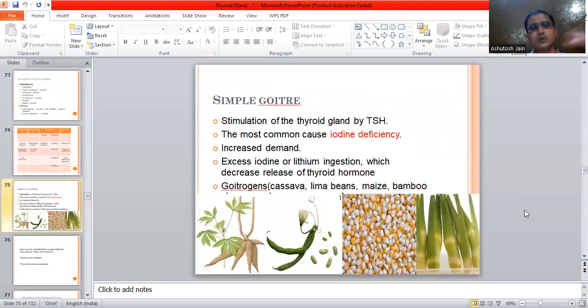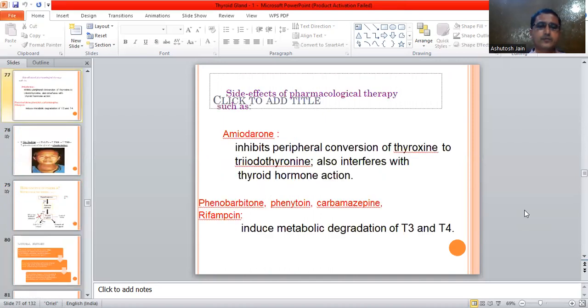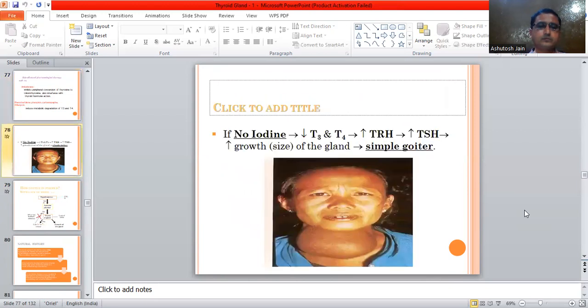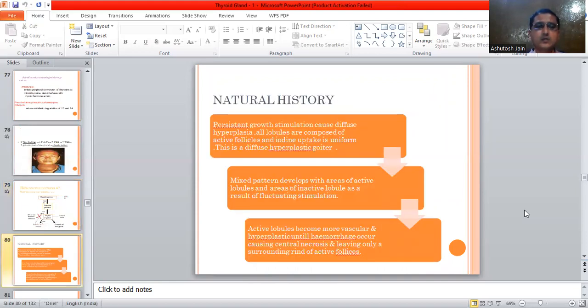Simple goiter: stimulation of the thyroid gland by TSH. The most common cause is iodine deficiency, increased demand, excess iodine, or lithium ingestion. Inborn errors of metabolism causing defects in biosynthesis of thyroid hormones, thyroid hormone resistance. How goiter is formed with lack of iodine. This is a flowchart. Natural history.